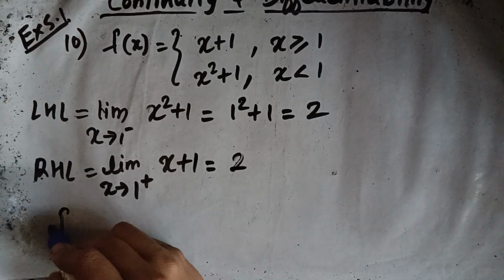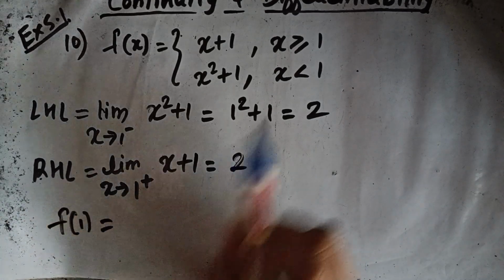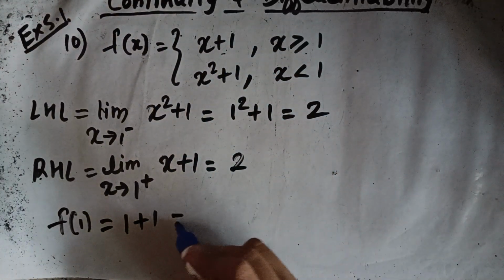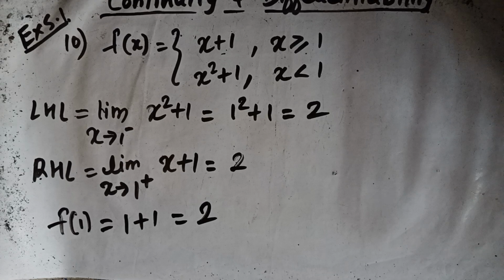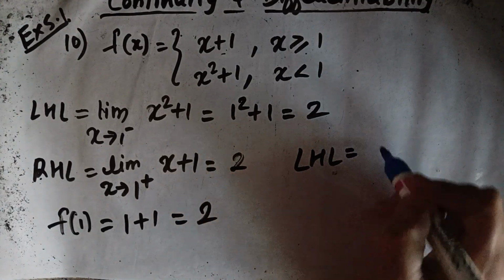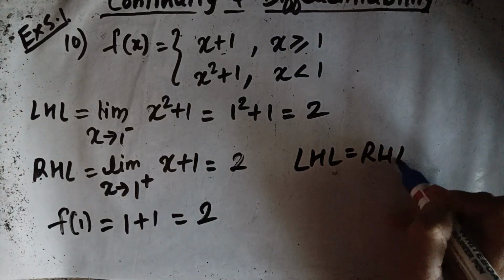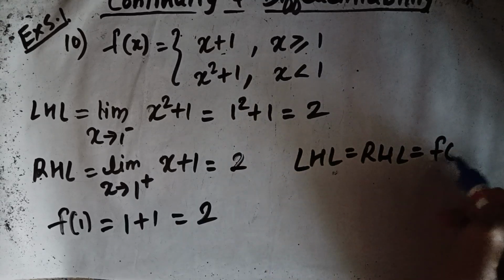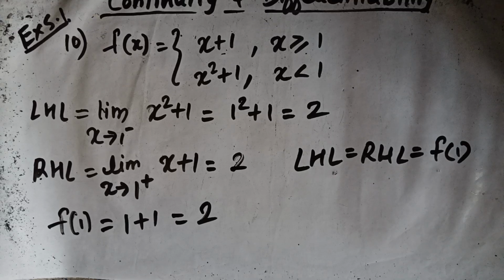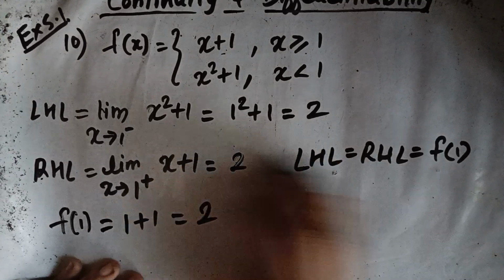Now check for f of 1. For f of 1, you have to take this x plus 1. So 1 plus 1 is 2. So we have left hand limit is equal to right hand limit is equal to f of 1. So it is continuous at point 1. So there is no point of discontinuity here.